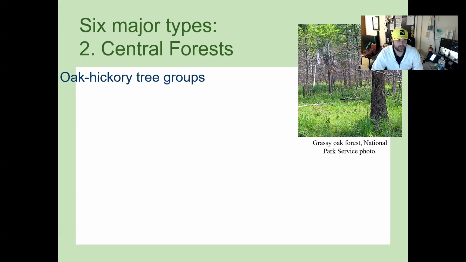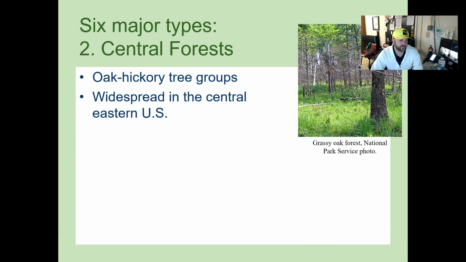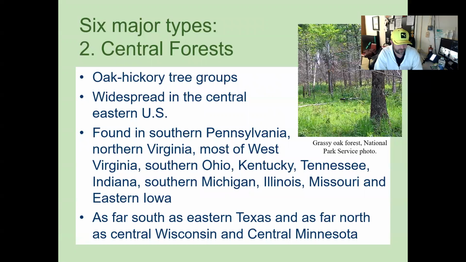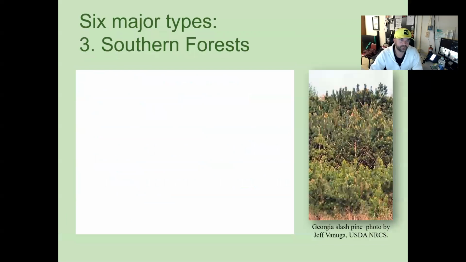Moving on to central forest, these are oak hickory tree groups, widespread in the central eastern United States, found in southern Pennsylvania, northern Virginia, most of West Virginia, southern Ohio, Kentucky, Tennessee, Indiana, southern Michigan, Illinois, Missouri, and eastern Iowa. And can be as far south as eastern Texas and as far north as central Wisconsin and central Minnesota. So we fall under the southern Pennsylvania area, so we could be considered a central forest area.